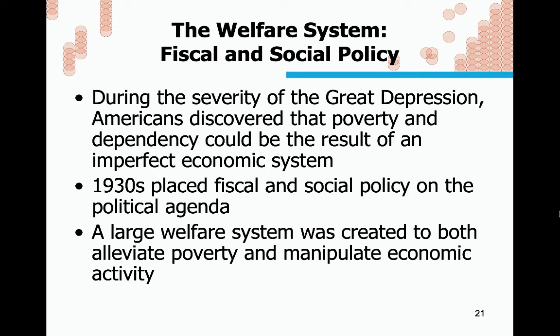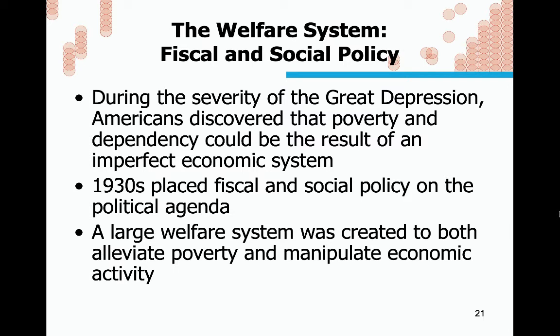The welfare system as a type of fiscal and social policy. The welfare state in the United States really is a product of the Great Depression, when a lot of people became very poor in a very short period of time, right? So the idea was that, hey, maybe the government should be more involved in this imperfect economic system to try to minimize poverty and dependency, right? So the 1930s placed fiscal and social policy on the political agenda.